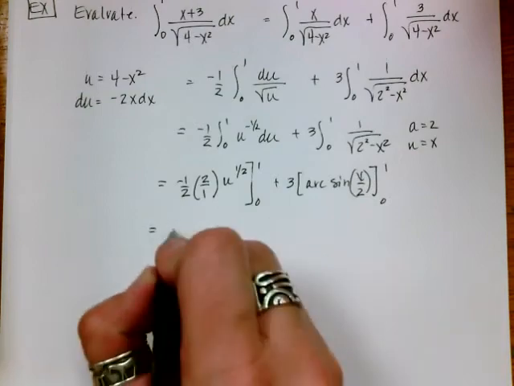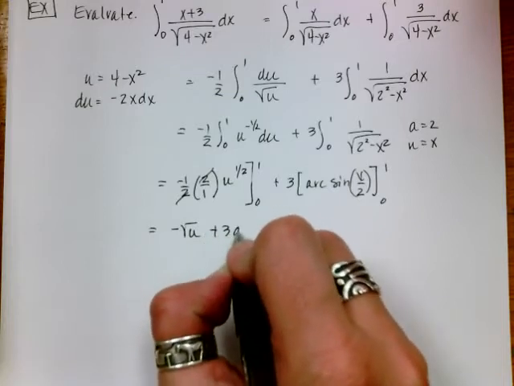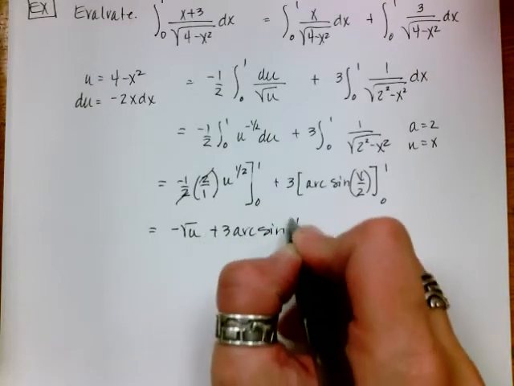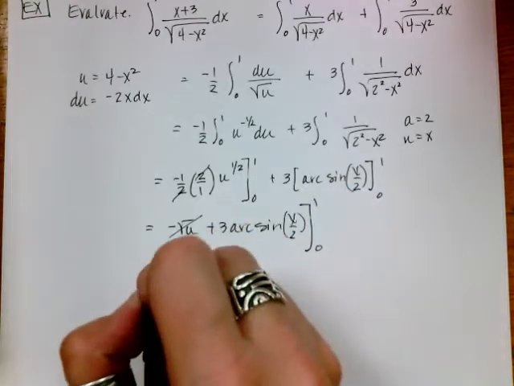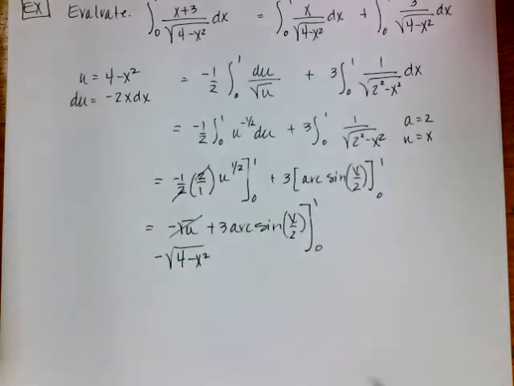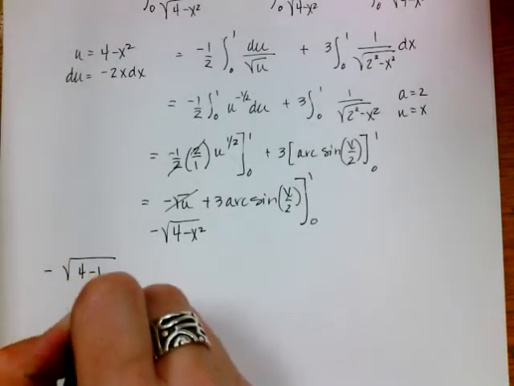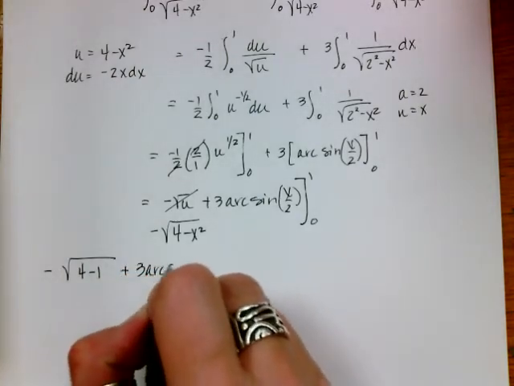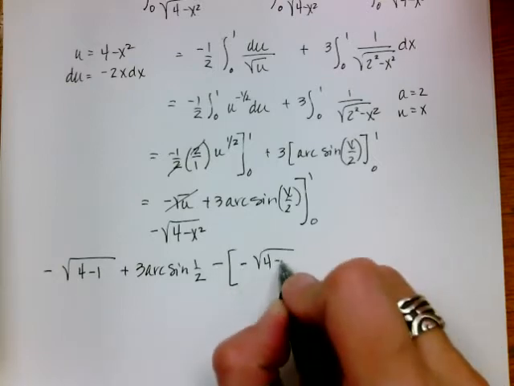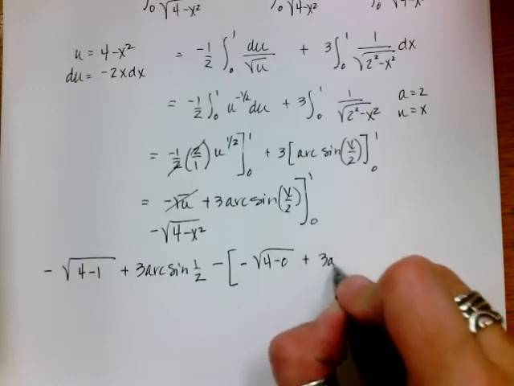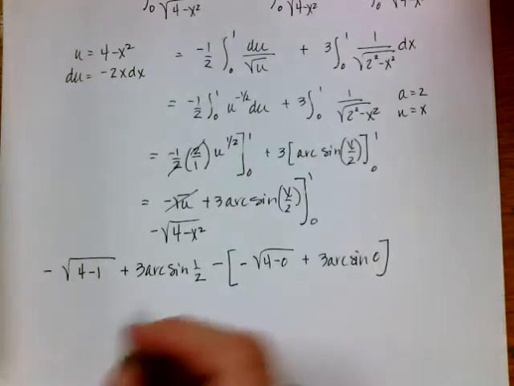So I'm just going to combine those. The 2's cancel, so I have a negative square root of u plus 3 arc sine of x over 2, and I'm going to evaluate the whole thing from 0 to 1. My u was 4 minus x squared. So now I can start evaluating. I'm going to get a negative square root of 4 minus 1, plus 3 arc sine of a half, minus, negative square root of 4 minus 0 squared, plus 3 arc sine of 0, because 0 divided by 2 is 0. So clean things up a little bit.